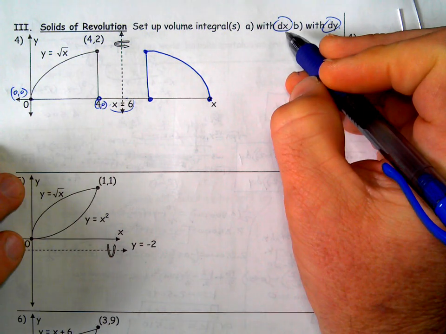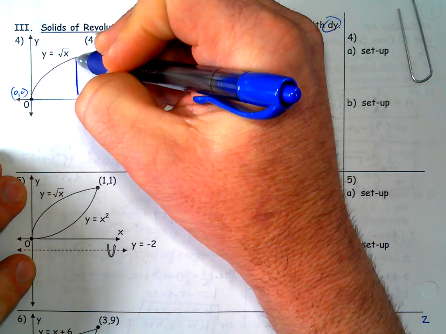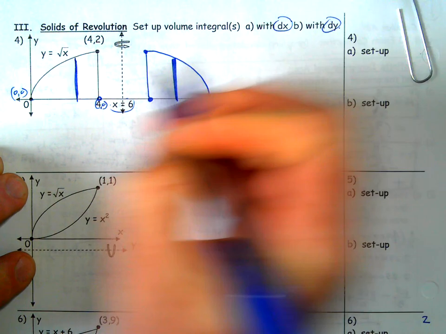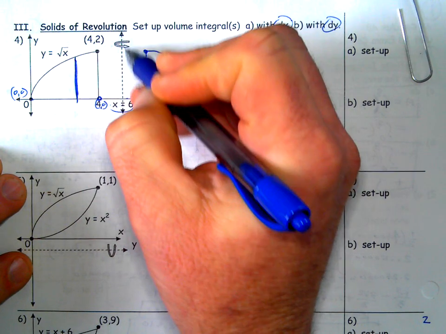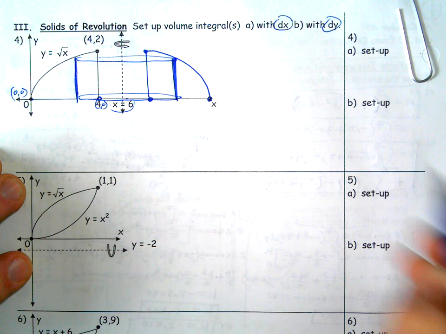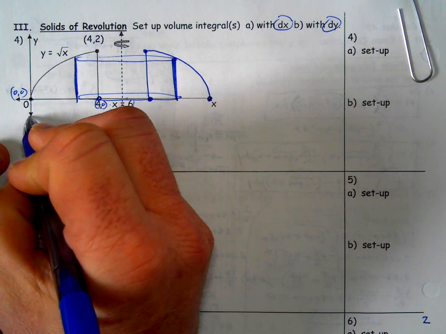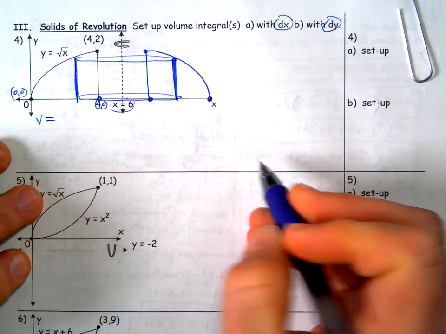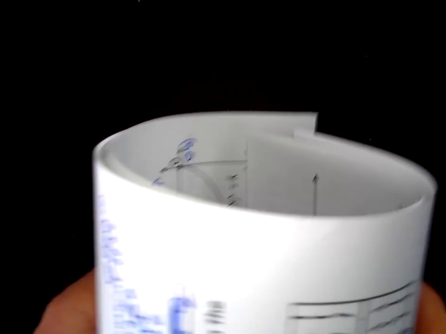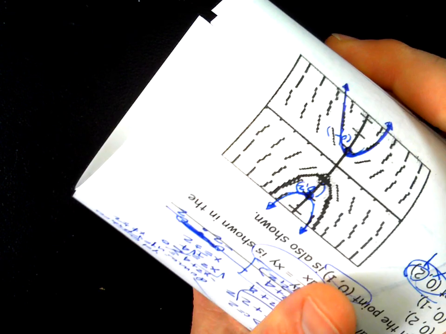dx has to be vertical slices. So you're going to draw a vertical slice. Vertical slice. You're going to draw the other one on the other half. And these are going to be shells. Anytime you slice parallel to the axis of rotation, you're going to get shells. And the volume for a shell, remember, if you take this piece of paper and you make a tube, that's a shell.